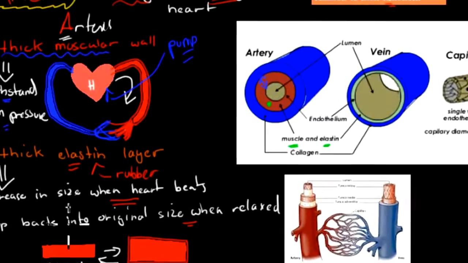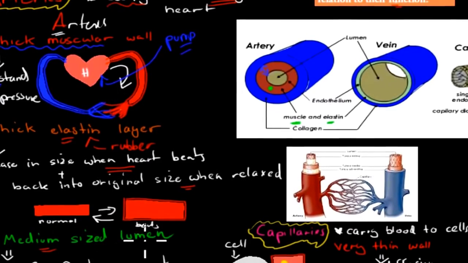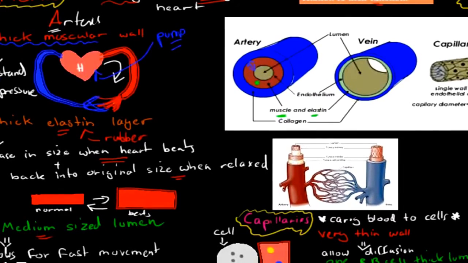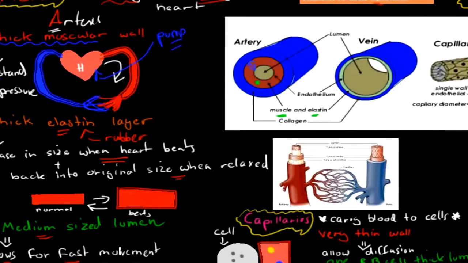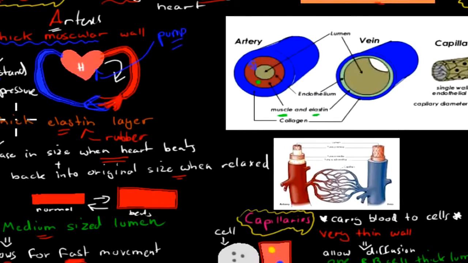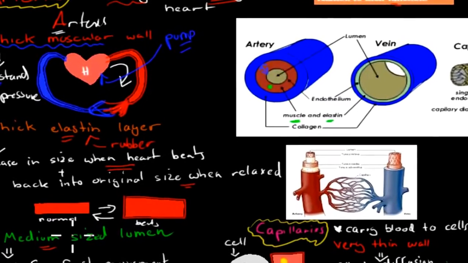And then the arteries also have a medium-sized lumen. And because it's medium, it actually allows blood to move very fast. They don't have to carry too much blood usually. They're just going to make sure they carry it really fast to make sure it gets to all the rest of the body. And having that medium-sized lumen, compared to veins which have a much larger lumen, allows them to do that. So that was for arteries: a thick muscular wall, thick elastin layer, and a medium-sized lumen.